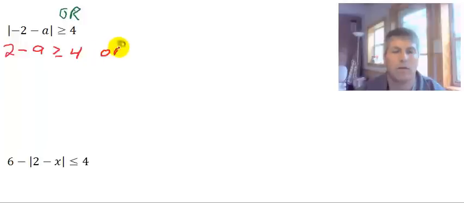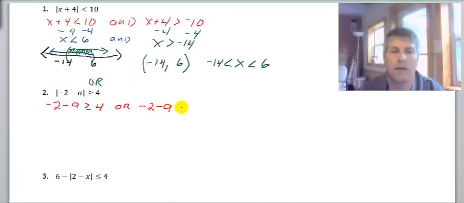Put in our "or." That's very important. Rewrite: negative 2 minus a is greater than, oops, not greater than, because I have to change the direction of the inequality. Less than or equal to, pardon me, negative 4. So drop the absolute value bars, flip the direction, make everything negative.